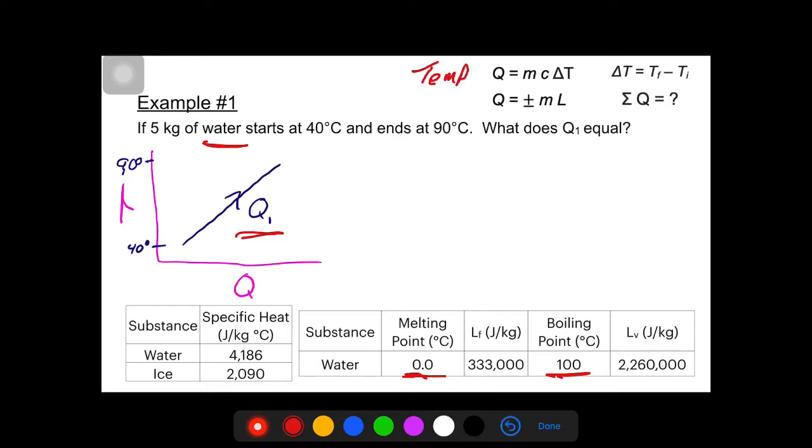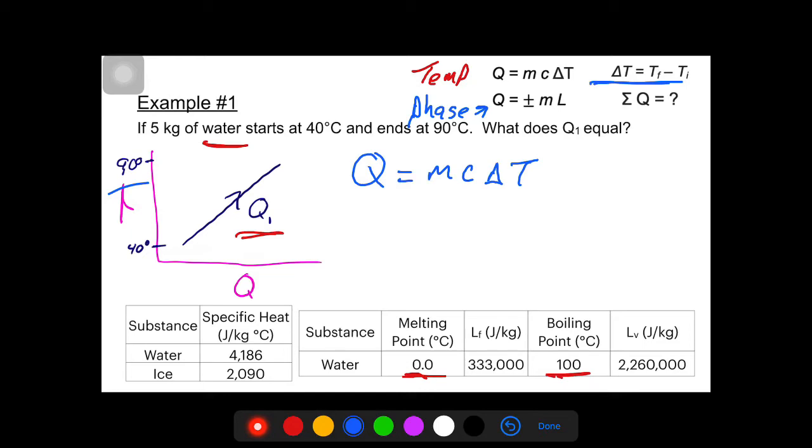If it's a temp change, this is the one; if it's a phase change, it's the other. Okay, so in this case, my line's going up. That shows that my temperature is changing. So therefore, we're going to use the temperature change one. So then it's simply Q is equal to MC delta T. Now don't forget delta T is final temperature minus your initial.